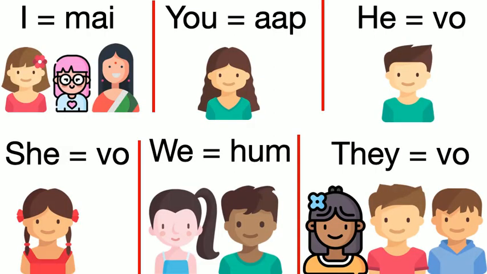So first of all, let's break down the translations. I in English becomes main in Hindi. You in English becomes aap in Hindi. He becomes wo. She is also wo. We is hum, and they is wo. So these are how the English subject pronouns break down to translate into Hindi.